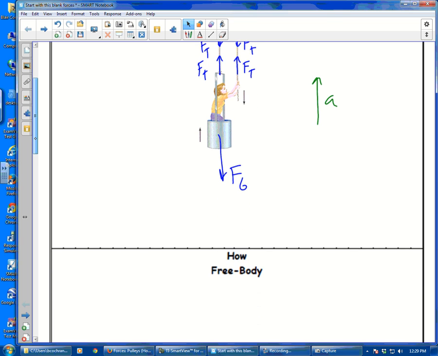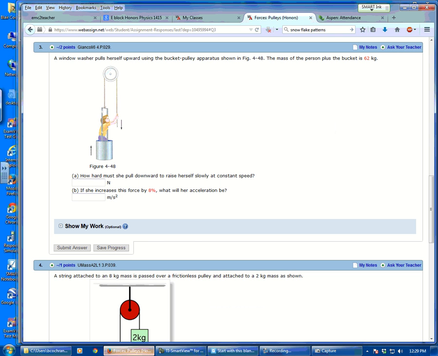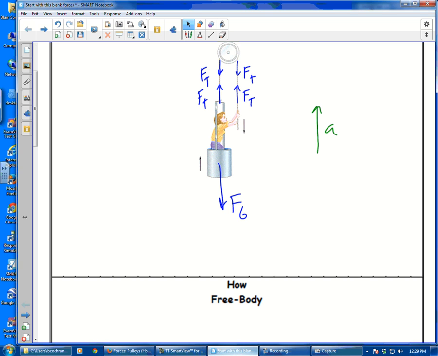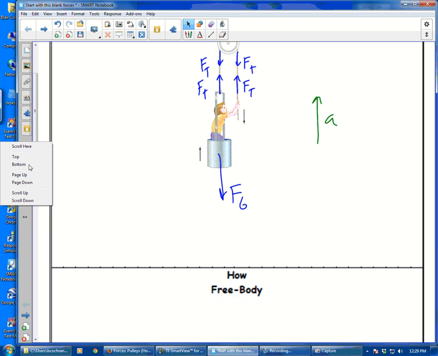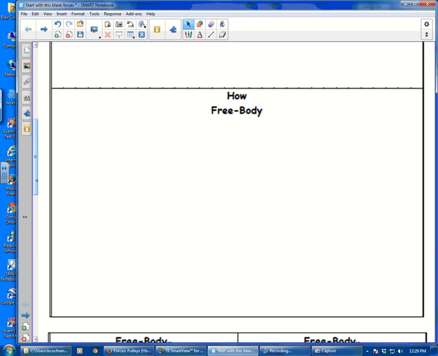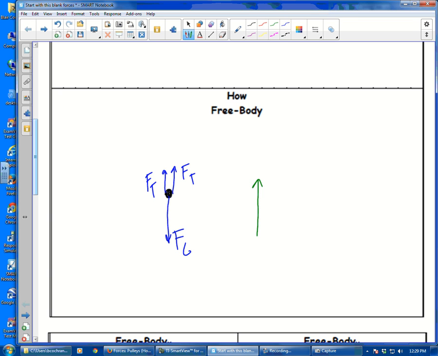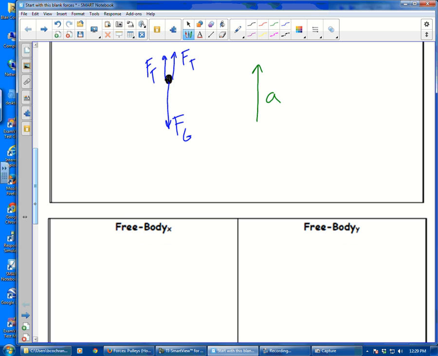So, I'm interested in the tension here, just like some of the ones we did yesterday. So I'm going to do the free body of the bucket. I'm going to have F sub G down, Ft up, and Ft up. And in the second case, I'm also going to be accelerating upwards. But in the first case, no acceleration. So I don't really need to work in X and Y since it's all in Y. So I'll do this for scenario A and that side for scenario B.